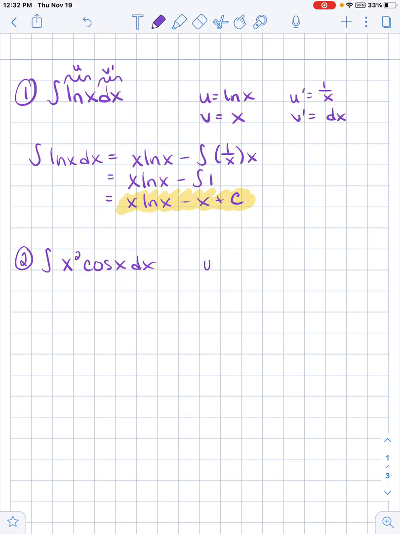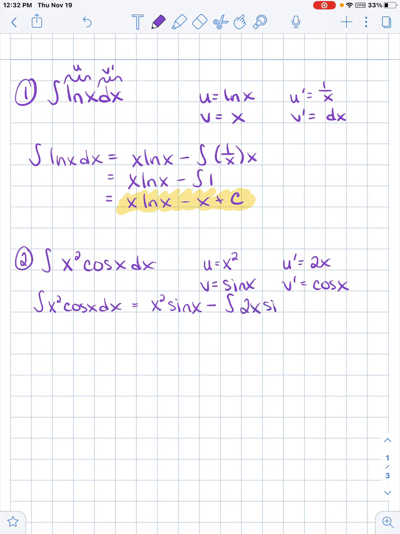Okay, welcome back. If I let u equal x squared, then I'm going to let v prime equal the cosine of x, because cosine of x is a little bit more complicated than x squared is. So now that means u prime is 2x, and v is sine x. Okay, if I rewrite this, then I've got x squared cosine x dx. u times v is x squared sine x minus the antiderivative of u prime v, which is 2x sine x.